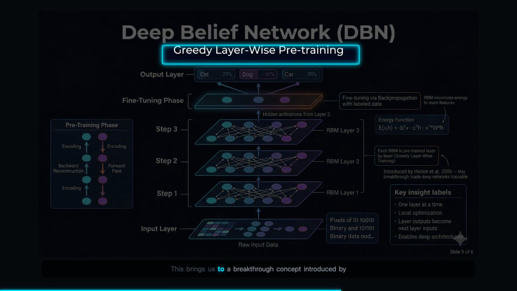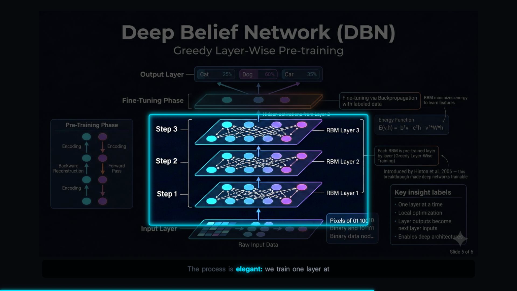This brings us to a breakthrough concept introduced by Geoffrey Hinton in 2006, greedy layer-wise pre-training. This was the key that made deep networks trainable in the first place. The process is elegant. We train one layer at a time.